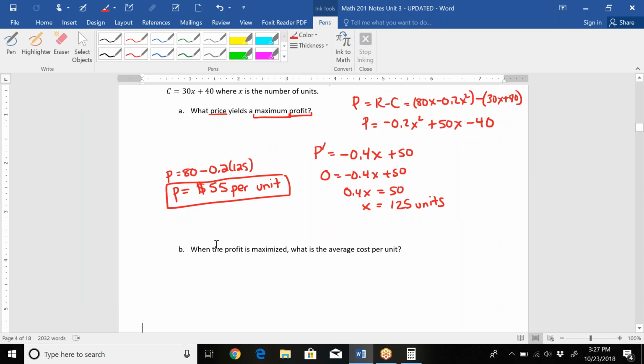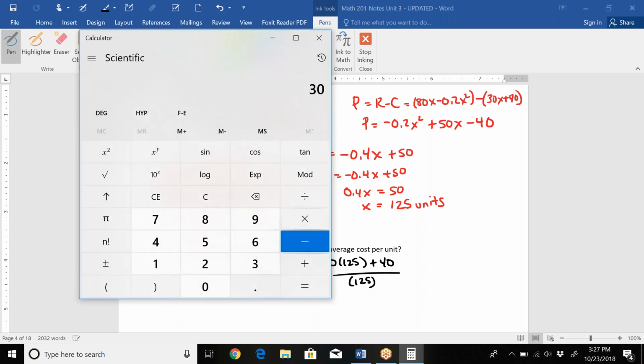When the profit is maximized, so that means when we have our optimal number of units, which is 125, what is the average cost? So to find average cost, we need the average cost formula. So (30x plus 40) all divided by x. It says we're just plug and chug. You don't actually have to reduce this because we're going to be plugging in the number of units, not the price. Okay. So we need to do 30 times 125, then add 40 to that, and then divide it by 125. So I'm getting that that comes out to 30.32.